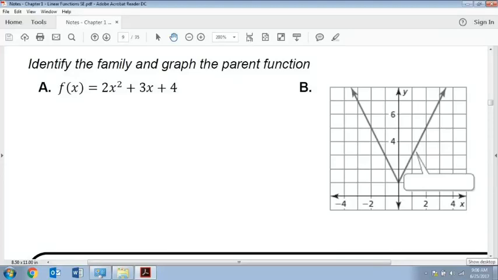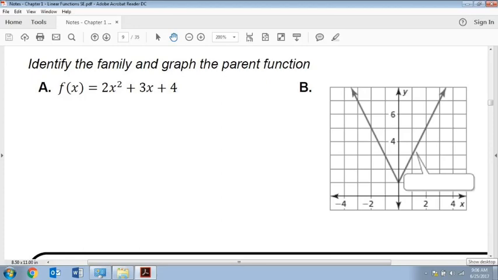Okay, problem 1. This is chapter 1.2, I'm sorry. Problem 1 says identify the family and graph the parent functions. So basically the idea is we're just going to say, hey, this is linear, constant, quadratic, whatever, and we're going to graph it real fast. So this one, they give us the equation.